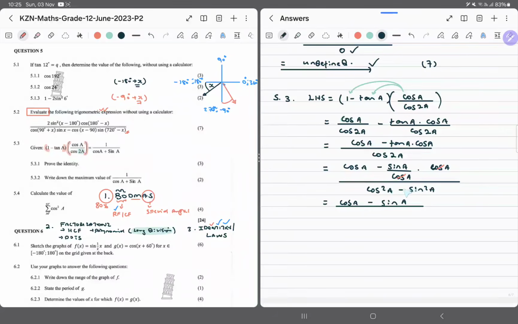Now what can we do here? This is a difference of 2 squares, so we factorize using dots. So this is cos a minus sine a into cos a plus sine a. Okay, now what do we see? Again, these are common, so they cancel. And what do we end up with? With just 1 over cos a plus sine a. Okay, that's it.